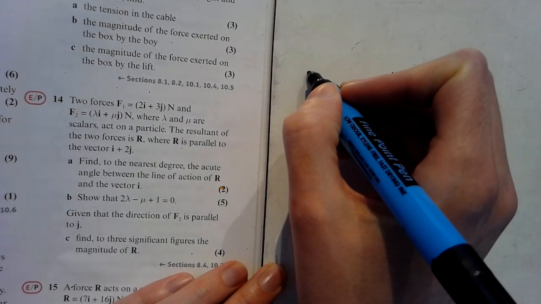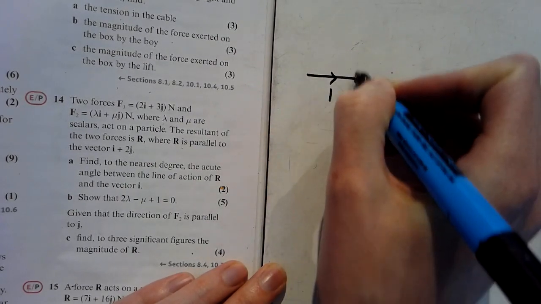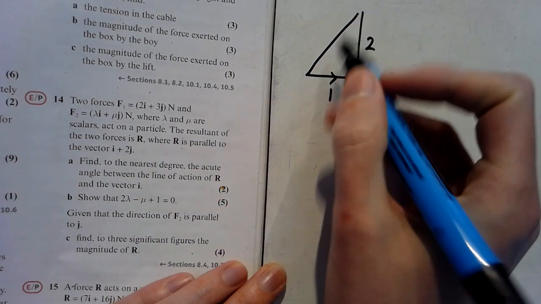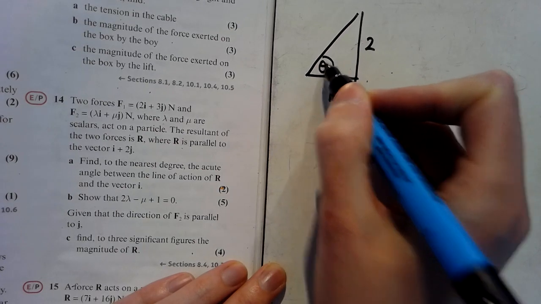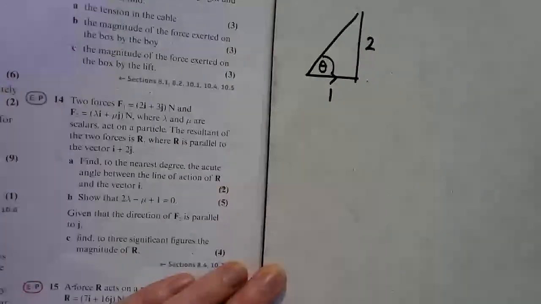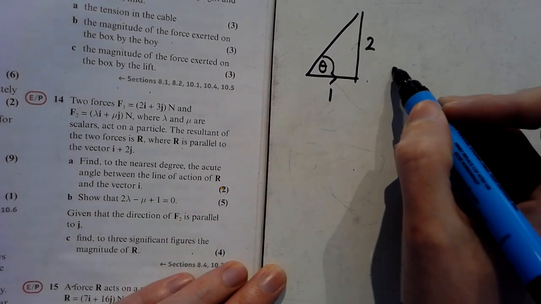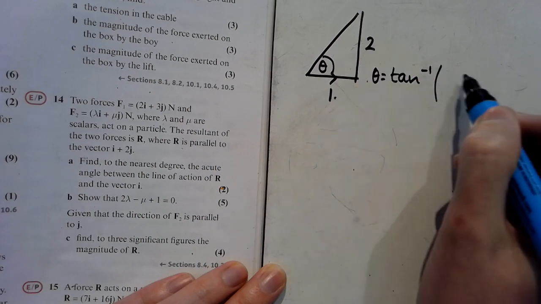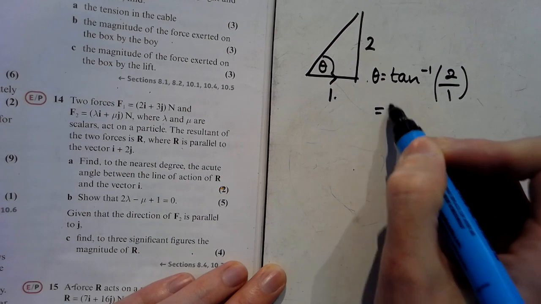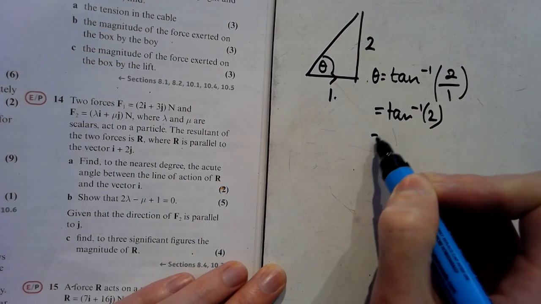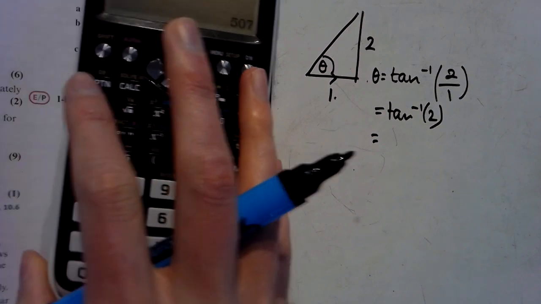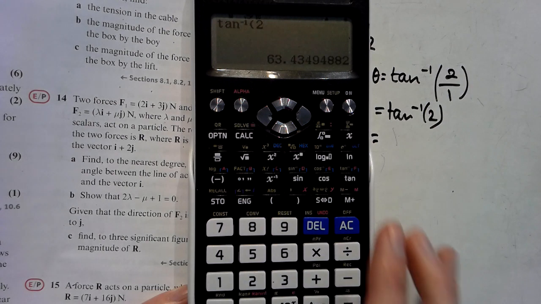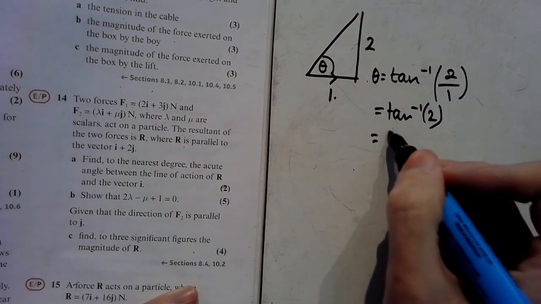So i + 2j looks like this, 1 across and 2 up. And we want the angle it makes with the vector i. Here's the vector i, so it's this angle here. So to find that angle, we're going to do tan⁻¹ of opposite over adjacent, so that's 2 over 1. So inverse tan of 2, which is 63.4 degrees.